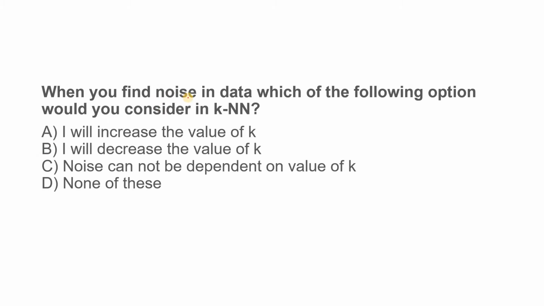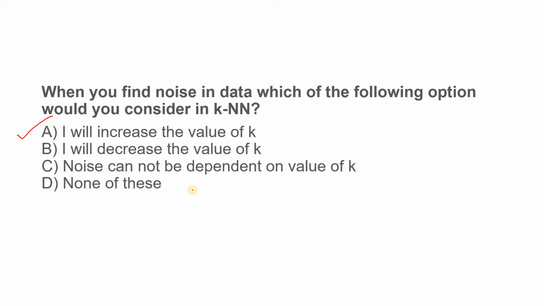Next question, when you find noise in data, which of the following options would you consider in knn? Option A, I will increase the value of k. Option B, I will decrease the value of k. Option C, noise cannot be dependent on the value of k. Option D, none of this. So the correct answer is, no doubt, I will increase the value of k.